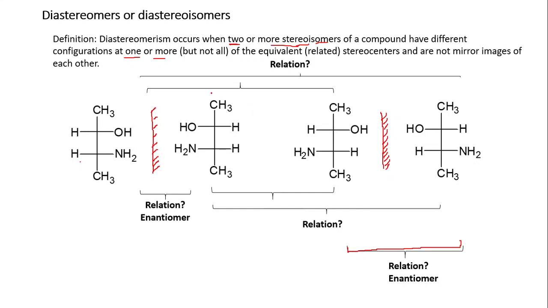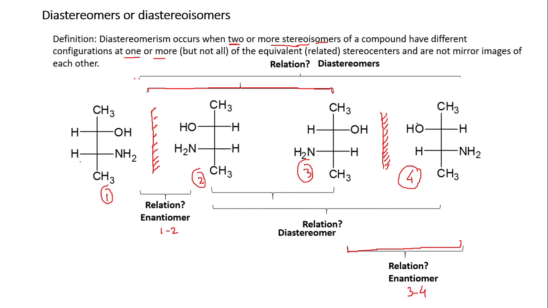How about the relation between this molecule and this molecule, and this molecule and this molecule? Let's number them 1, 2, 3, 4. So 1 and 2 are enantiomers, 3 and 4 are enantiomers. How about the relation between the rest of them?